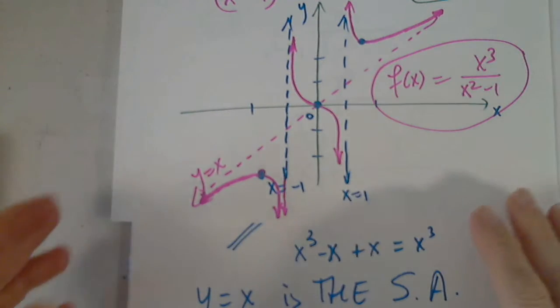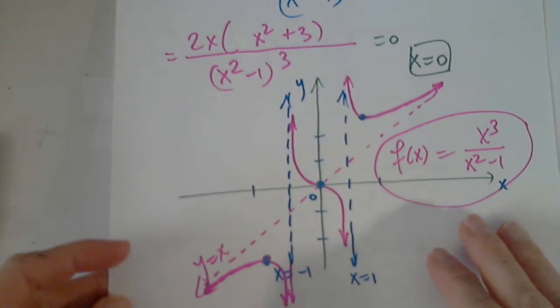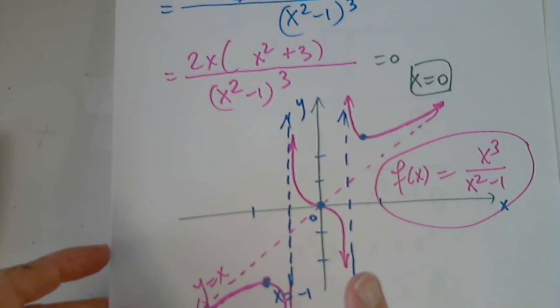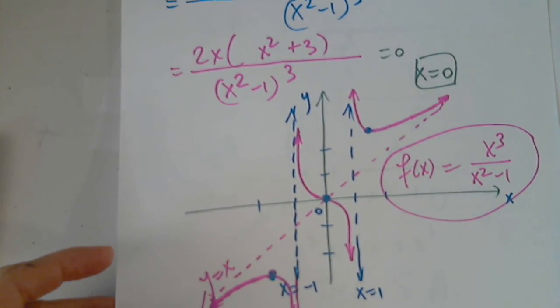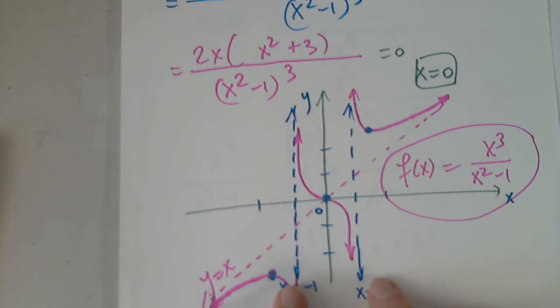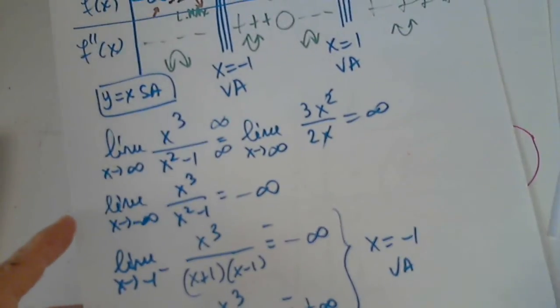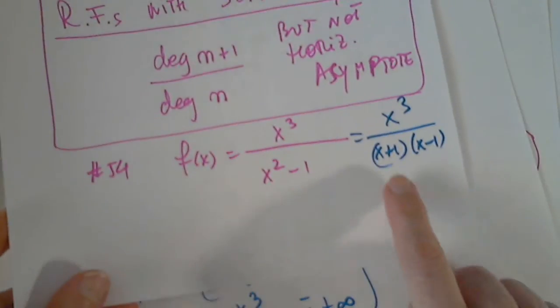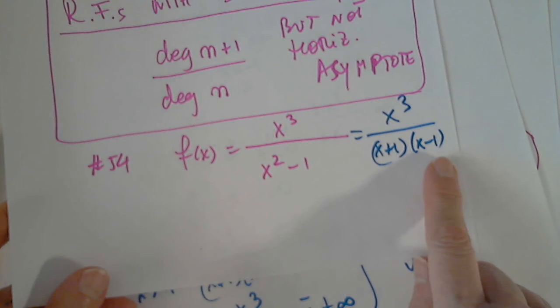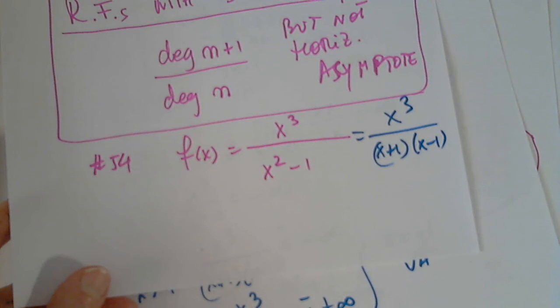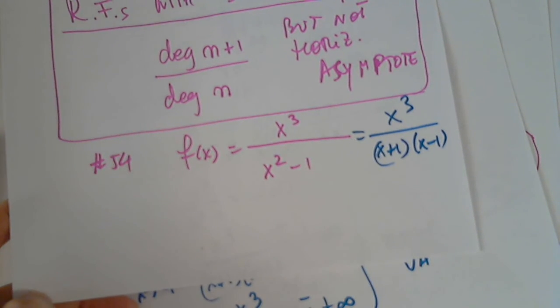Why is x equals 1 the vertical asymptote? Said why is x equals 1 and negative 1 the vertical asymptote? Because the function is undefined at negative 1 and 1. Okay. Thank you. Sure.